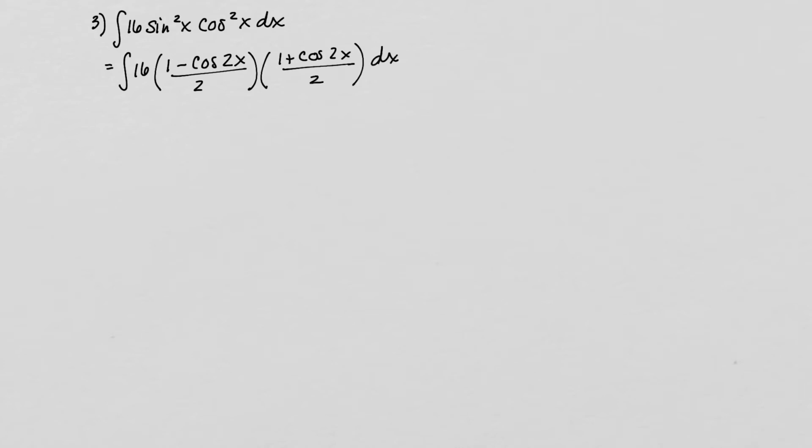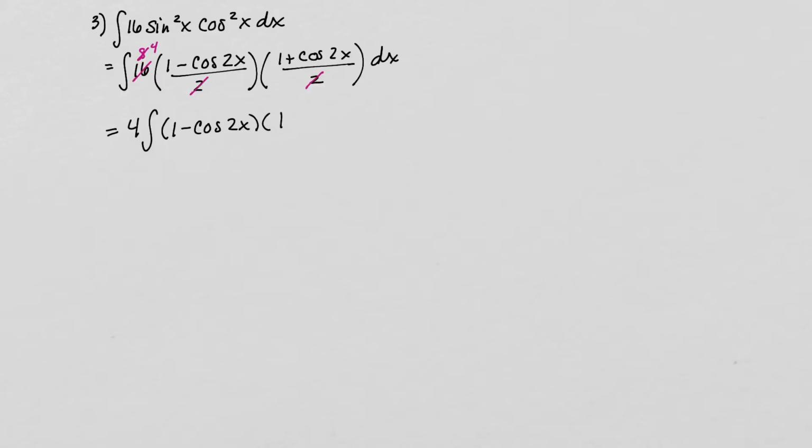What ends up happening is this 2 cancels the 16 to get 8, and this 2 cancels with the 8 to get 4. So we're left with 4, and I'm going to pull it out in front of the integral, times 1 minus cosine 2x times 1 plus the cosine of 2x dx. To be able to integrate that, I have to multiply it out. You'll notice that it happens to be 1 minus cosine of 2x, 1 plus cosine of 2x. So when I multiply it out, we get the difference of squares. So I have 4 times the integral of 1 minus cosine squared of 2x dx.